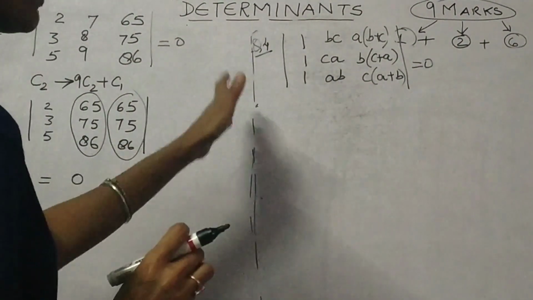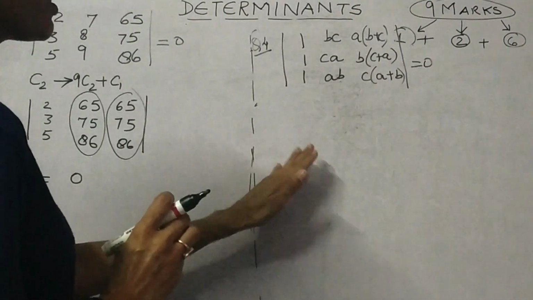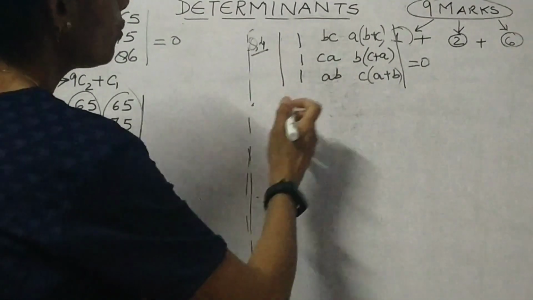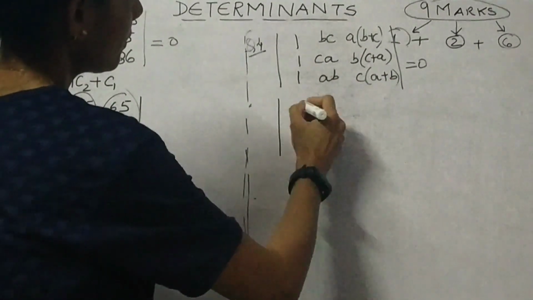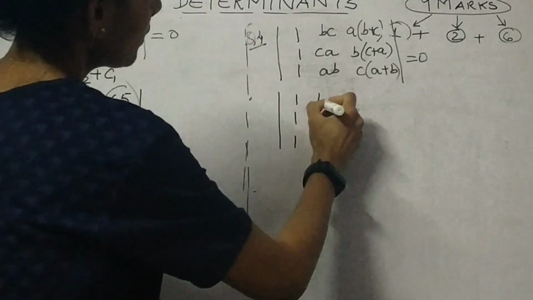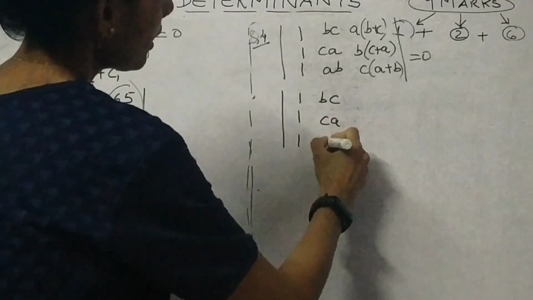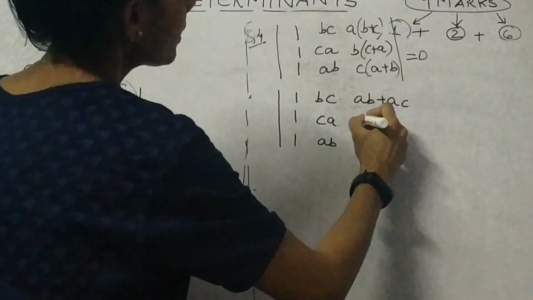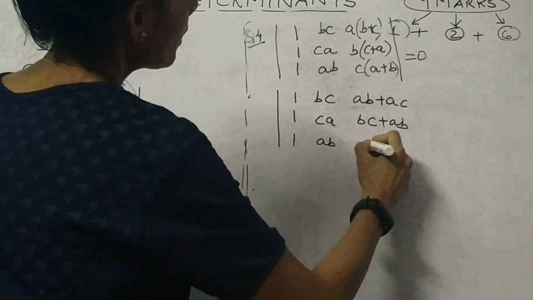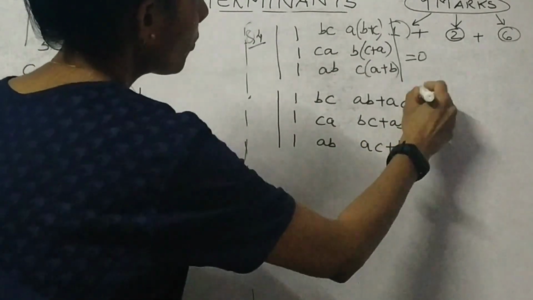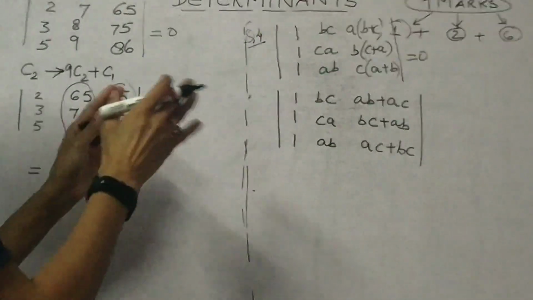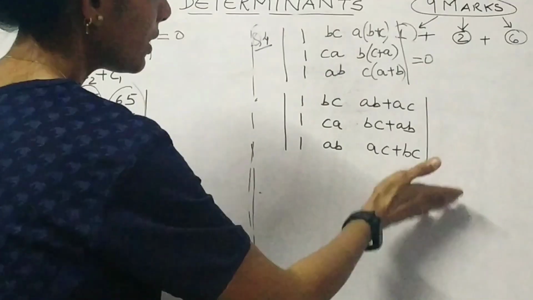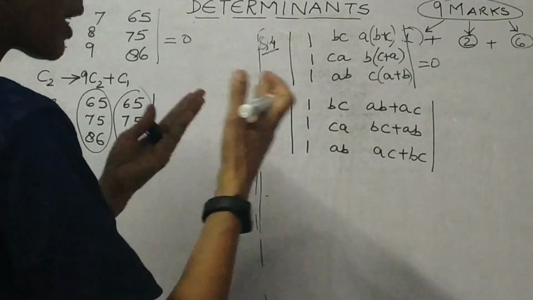Now you see the next question. Here it is given that without actually expanding it, you find out the determinant. So here I can do, writing 1, 1, 1, this is BC, CA, AB. I can do it like this: AB plus AC, BC plus AB, AC plus BC. Now, there is nothing identical in between these. If I separate them as a sum of two determinants, then also I will not get anything identical.